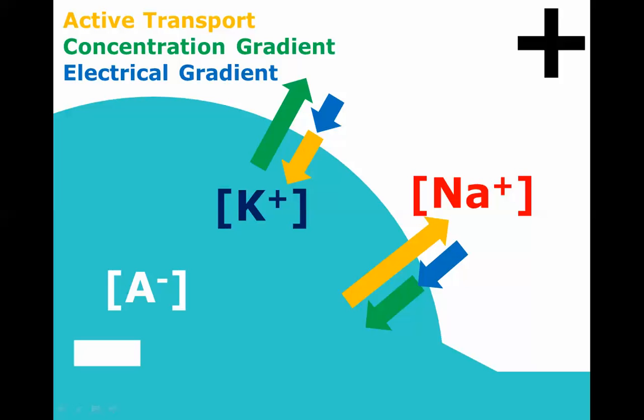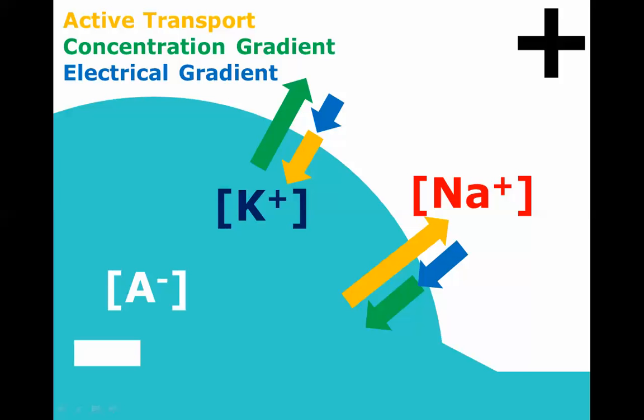These big negatively charged proteins that are trapped inside the cell make sure that the inside of the cell is more negative than the outside of the cell is. Both potassium and sodium are positively charged ions, which means they're going to be attracted to negative charges and repelled from other positive charges. So if it's more positive outside and negative inside the cell, the electrical gradient for sodium wants it to go into the cell. The electrical gradient for potassium wants it to go into the cell.